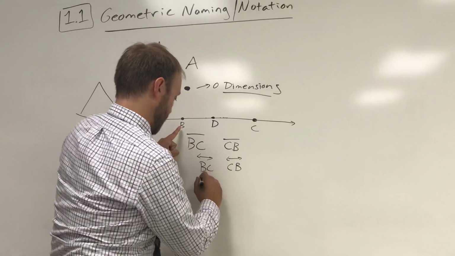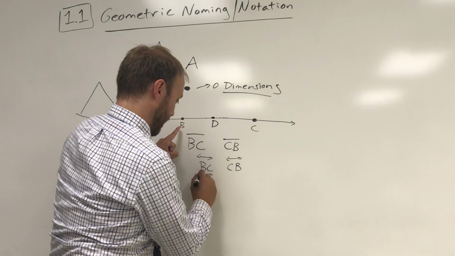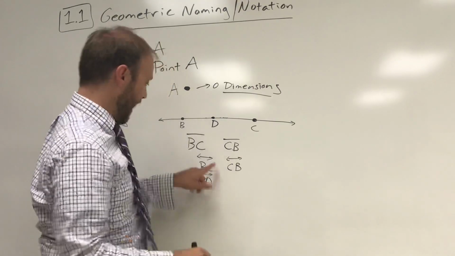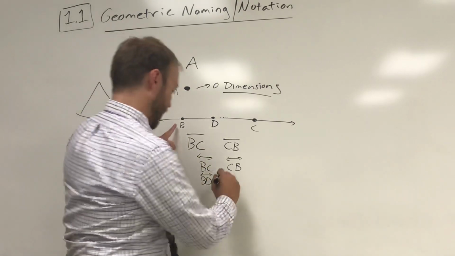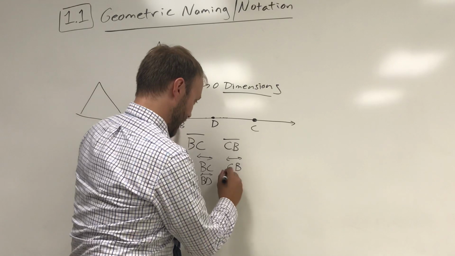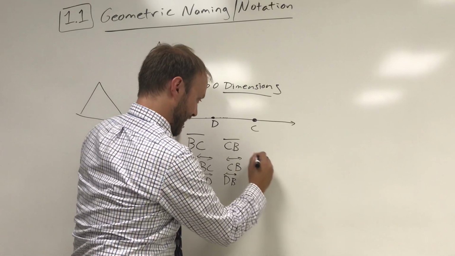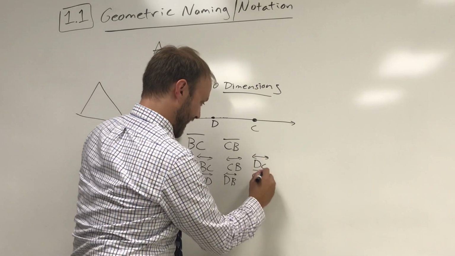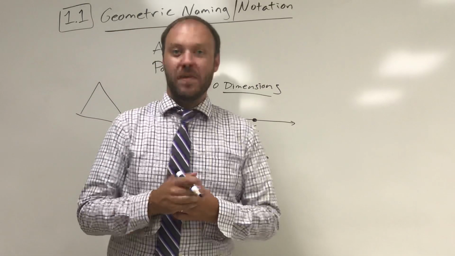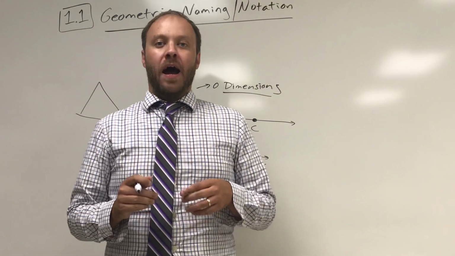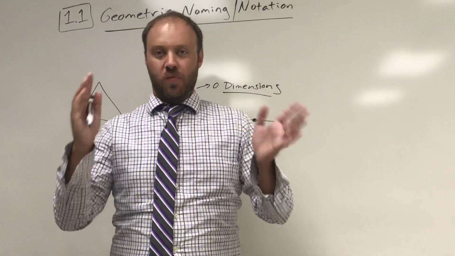So I could call it line BD and put a line symbol over the top. Notice I've got little arrows on the ends there. I could call it DB, I could call it DC, I could call it CD, so on and so forth. So lots of different ways you can name lines. But notice it's always 2 points.